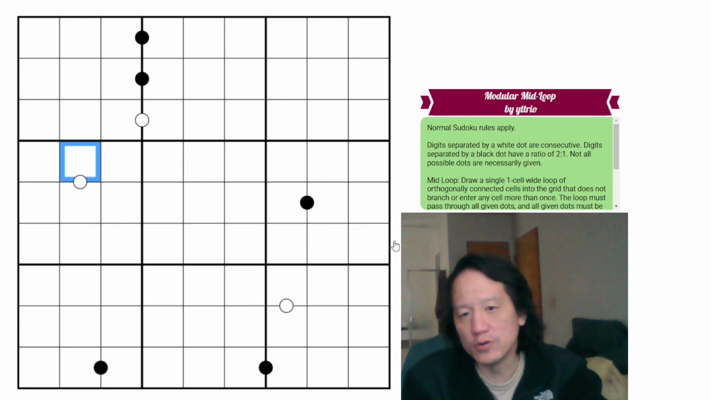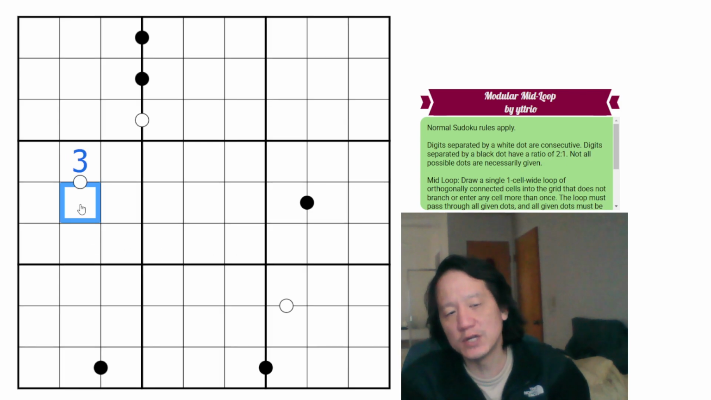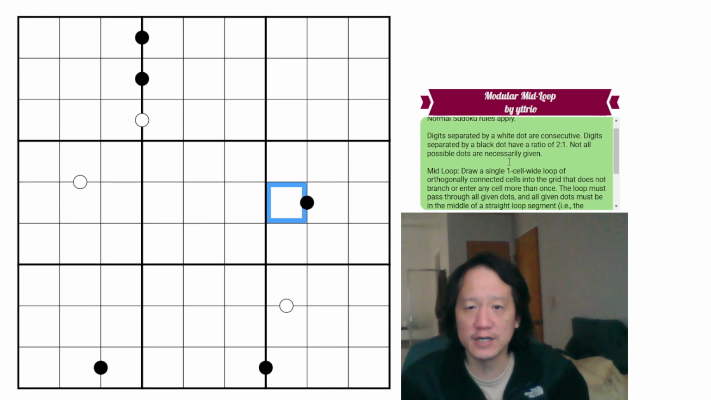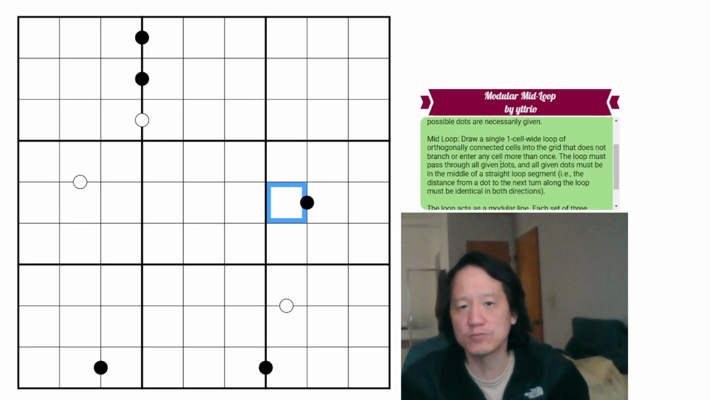So, for example, if this were a 3, this would have to be a 2 or a 4 to be consecutive with it. And if this were a 2, this would have to be a 1 or a 4 to maintain the 1 to 2 ratio between them. These are called Kropke dots, and that's how Kropke dots work.